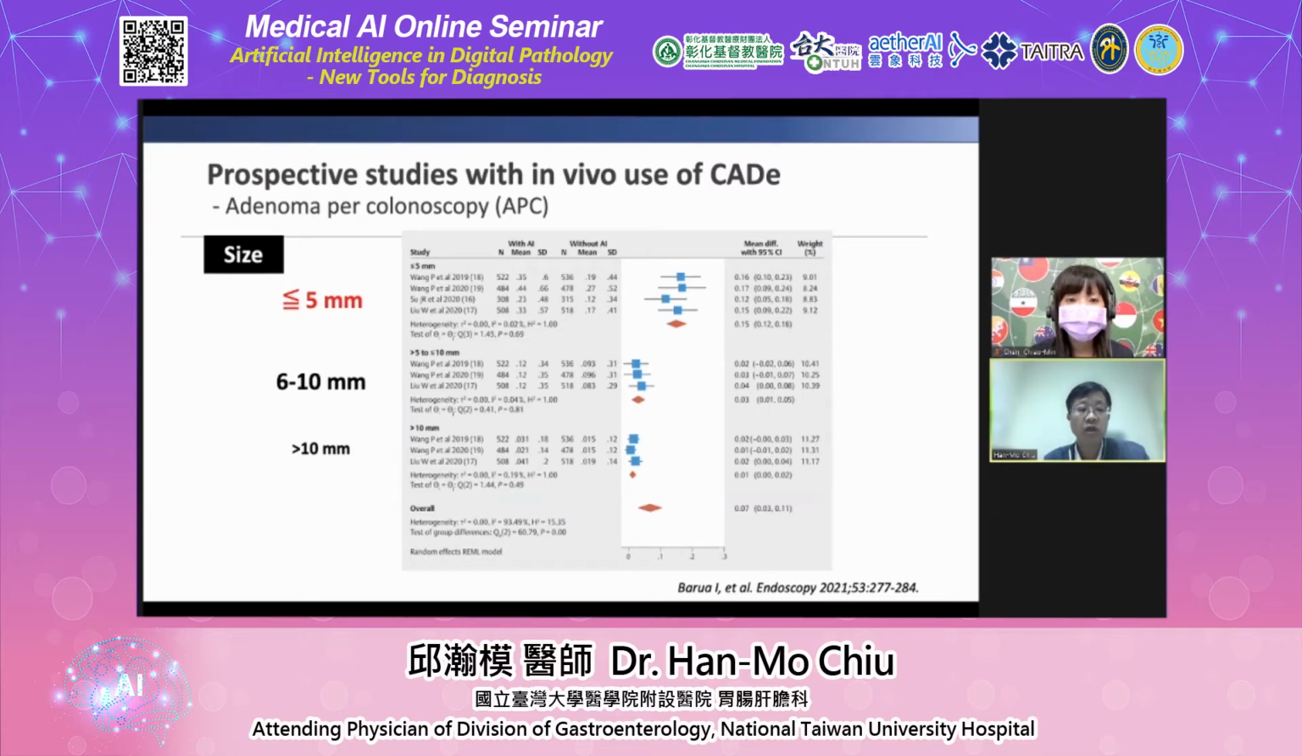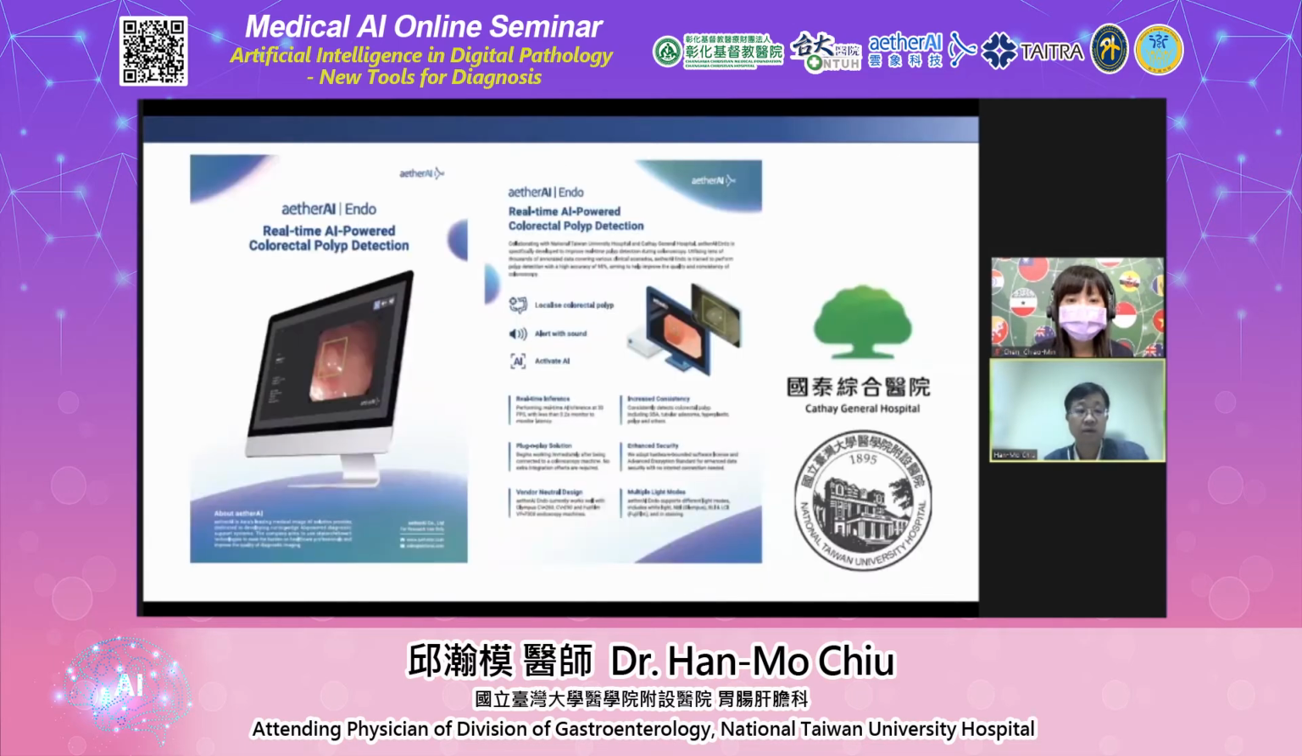When we look at the total number of adenoma per colonoscopy, we can find that the additional adenoma detected by AI were mostly diminutive in size. Accordingly, a large-scale study enrolling a much larger population is warranted to demonstrate the efficacy in increasing the detection of advanced adenoma or large non-polypoid lesions.